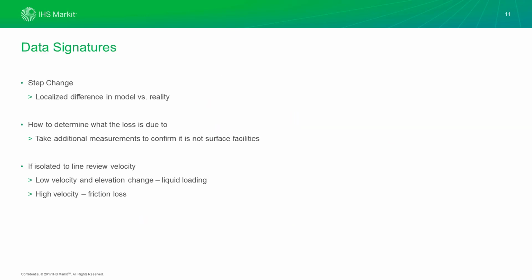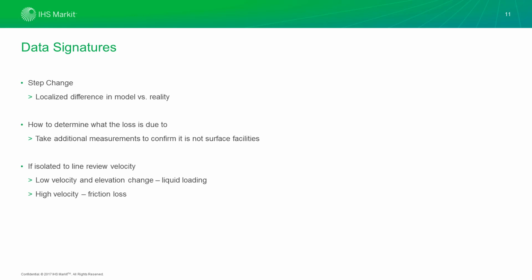So when we are reviewing these data signatures and we see a step change, the step change means that there is a localized difference in my model versus what I'm seeing in reality. And this difference is going to allow us to ask more questions. As I was mentioning before, we get operators to go out and take a few more measurements and confirm that this is not related to any kind of losses at surface facilities. If we isolated that additional loss within a pipeline segment, then let's figure out why.